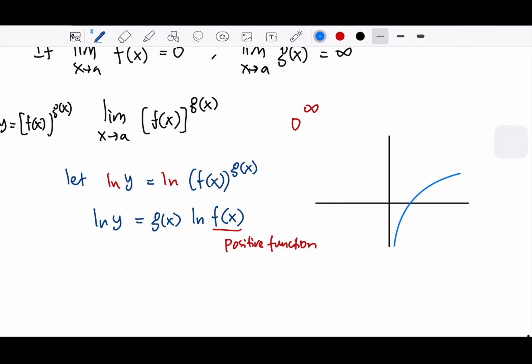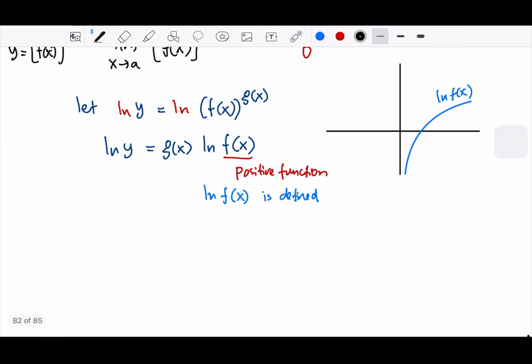Perhaps this is an illustration to show that ln f of x is fine. It's on its domain because it is a positive function, so all possible x that we put inside the f will be positive. So ln of a positive number is okay. It's on its domain, so not a problem. So we can write that ln of f of x is defined.